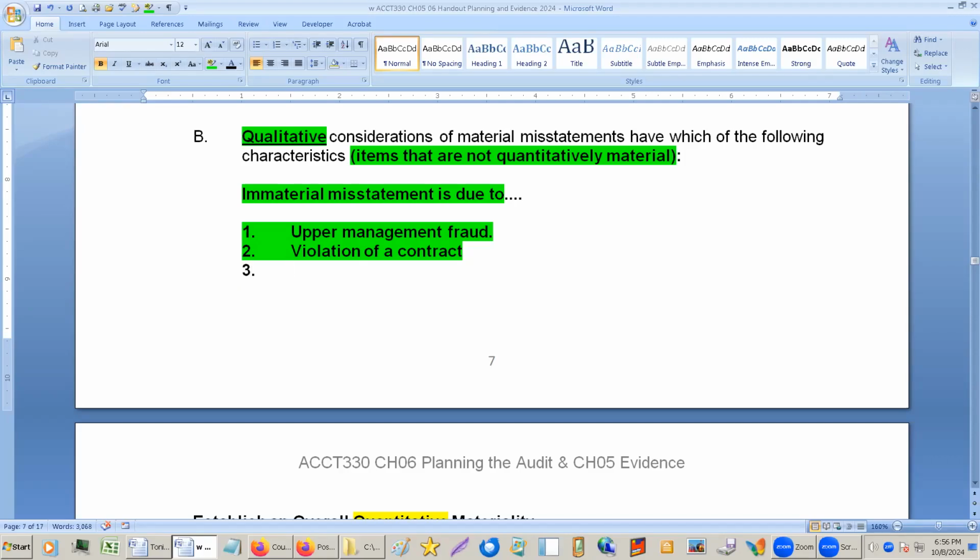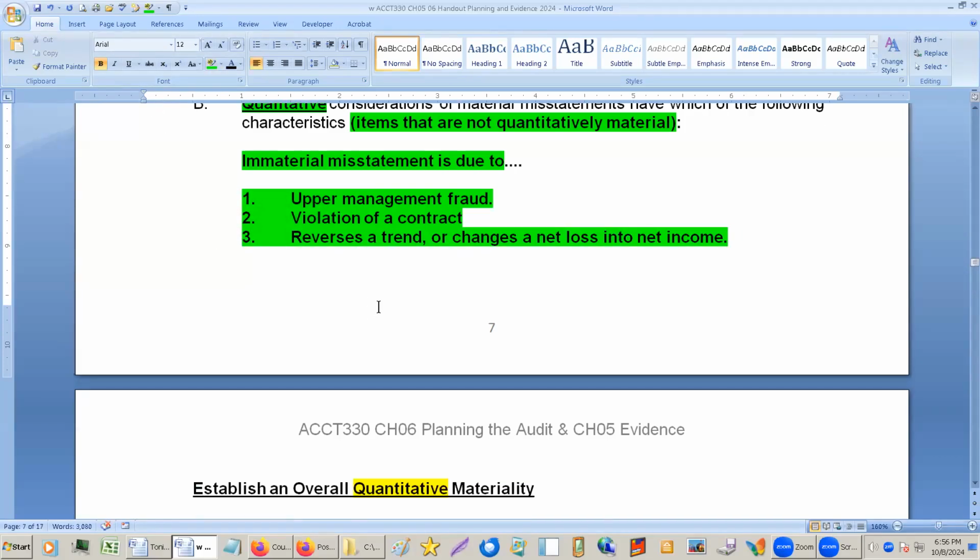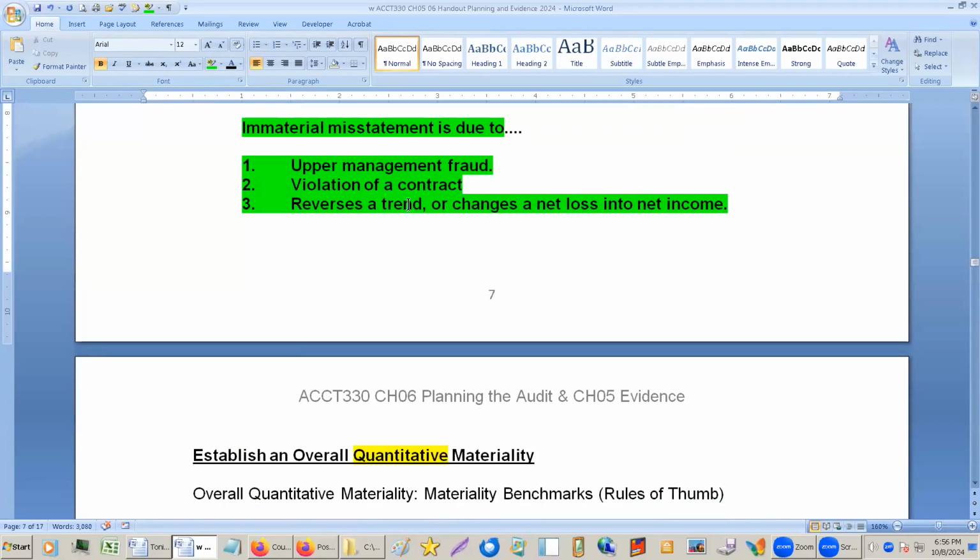If it reverses a trend, or changes a net loss into net income. So it could be material if it reverses a trend or changes a net loss into net income.